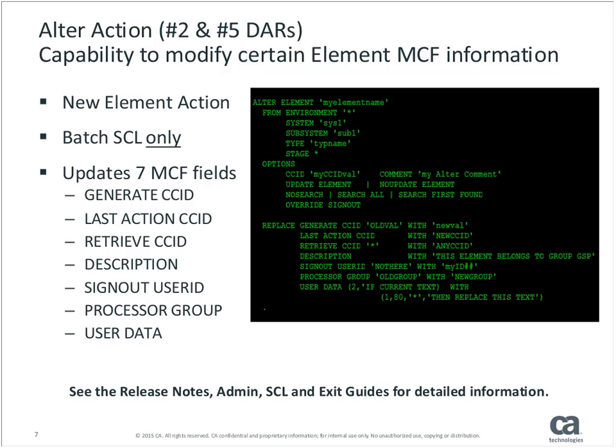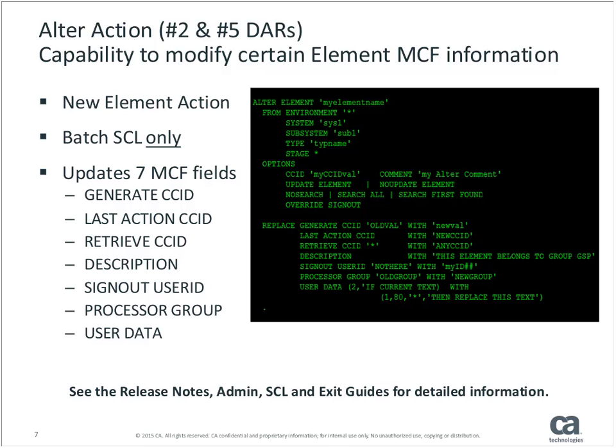The alter action, which probably took up the bulk of the development time for version 17, covers the number 2 and number 5 DARs, and this is the capability to modify certain element MCF metadata information. It provides the capability if somebody mistyped the CCID or wanted to change the description, the sign-out ID, processor group, or user data, they could use the alter action to make those changes to the MCF element record, but not have to regenerate the element to do so, which has been the case in the past.